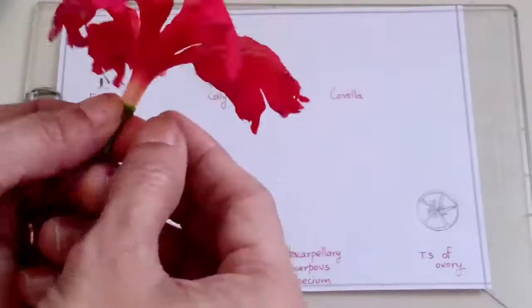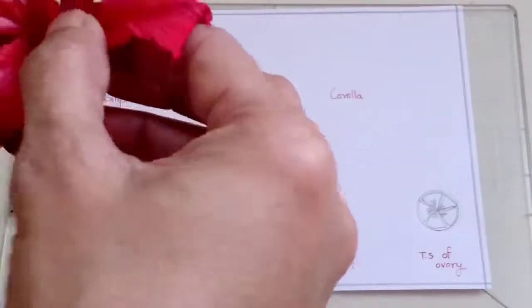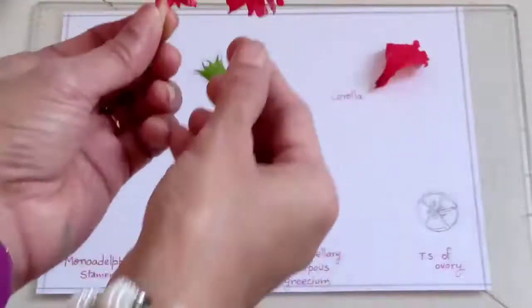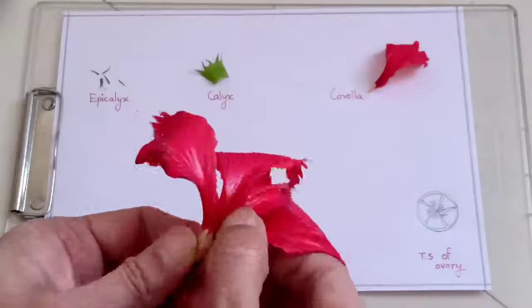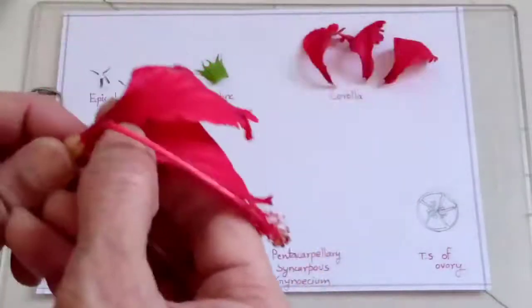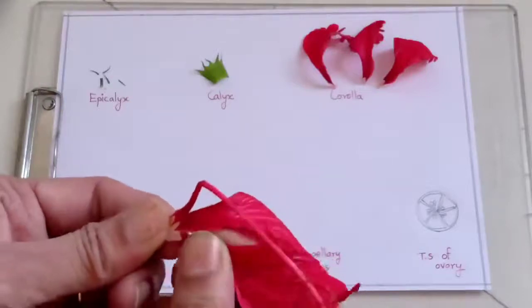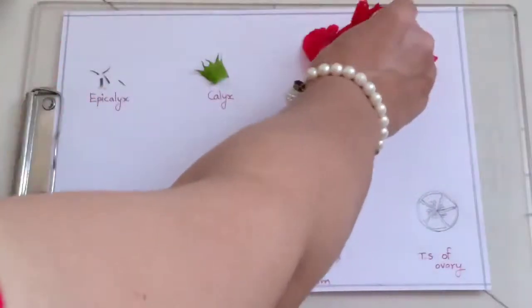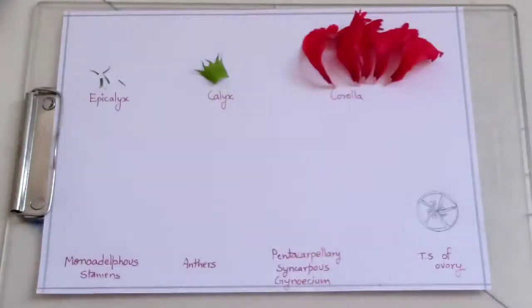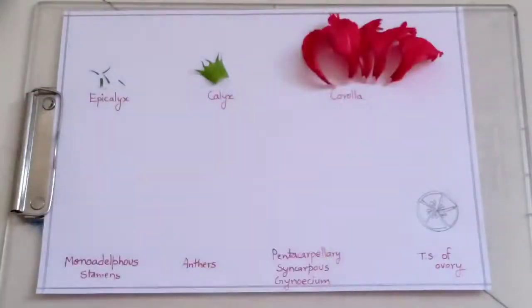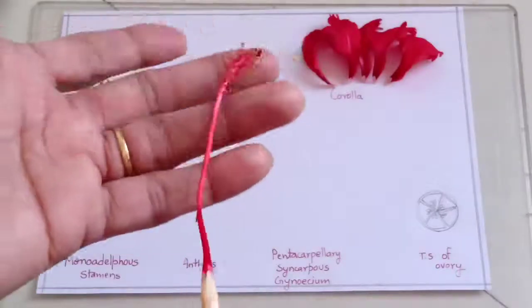Now we will remove all the petals one by one. We have to do this very carefully so that other parts of the flower do not get damaged. See, in this way, you will keep all 5 petals where you have written corolla. Corolla is nothing but the petals, okay? So, twisted estivation, they are polypetalous. Now we have only the center part.